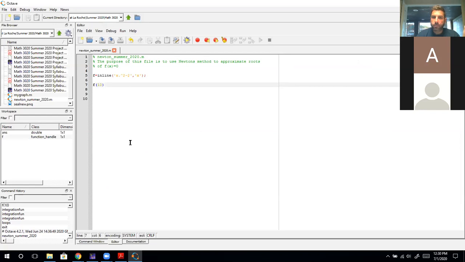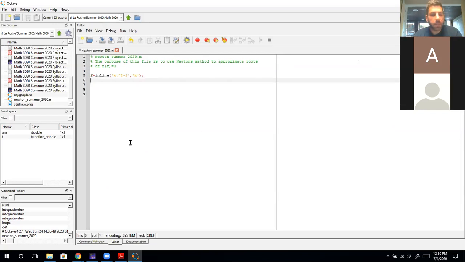Now, this is not a symbolic package, so I also have to tell it what the derivative is. So maybe I'll call this other function fp for f prime, and that is inline. And what's the derivative? The derivative is 2 times x, and of course, the variable once again is x.